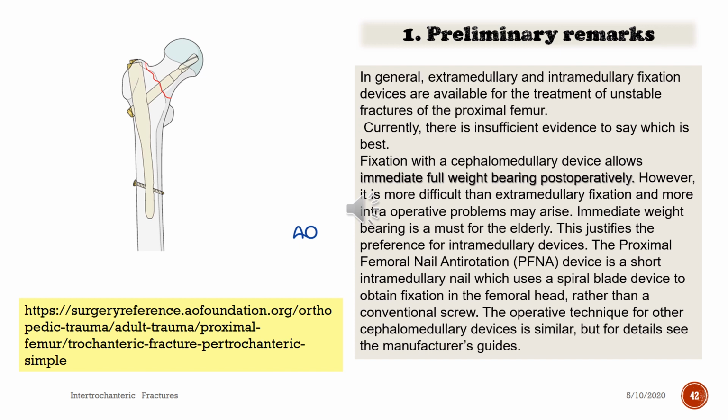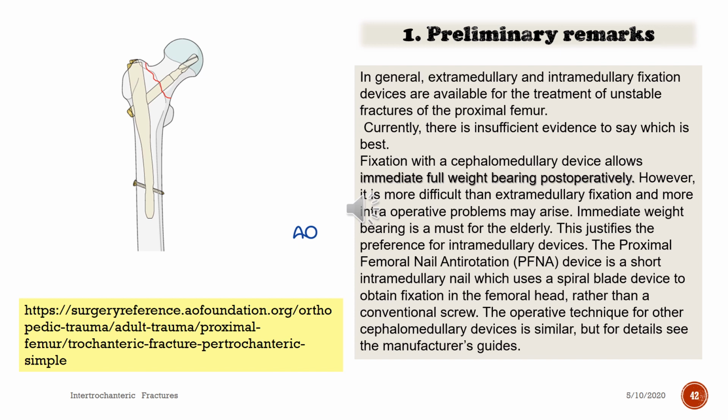Fixation with a cephalomedullary device allows immediate full weight bearing postoperatively. However, it is more difficult than the extramedullary fixation and more intraoperative problems may arise. Immediate weight bearing is a must for the elderly. This justifies the preference for intramedullary devices.